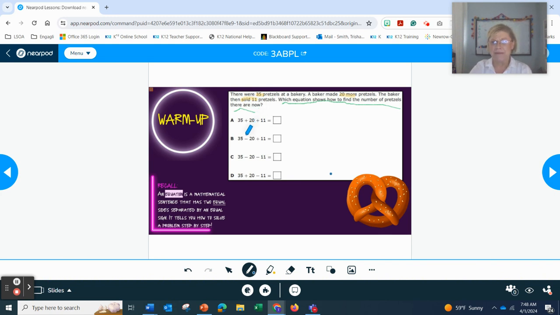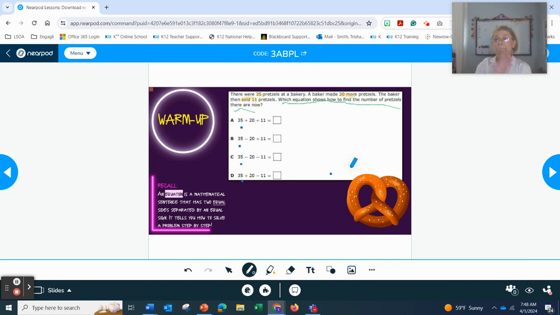We can use the same strategy. So let's look at that total that the baker started with, 35. Let's look at each of those answer choices. A starts with 35, B 35, C 35, and D 35. Well, since they all start with 35, we can't eliminate anything. So let's look at our next answer choice.